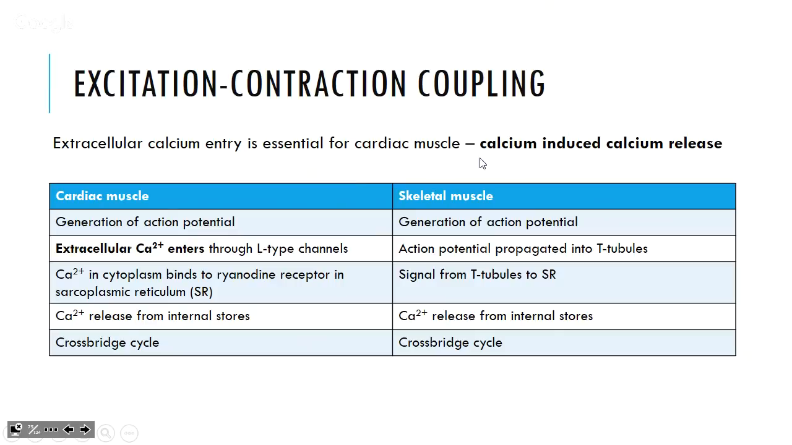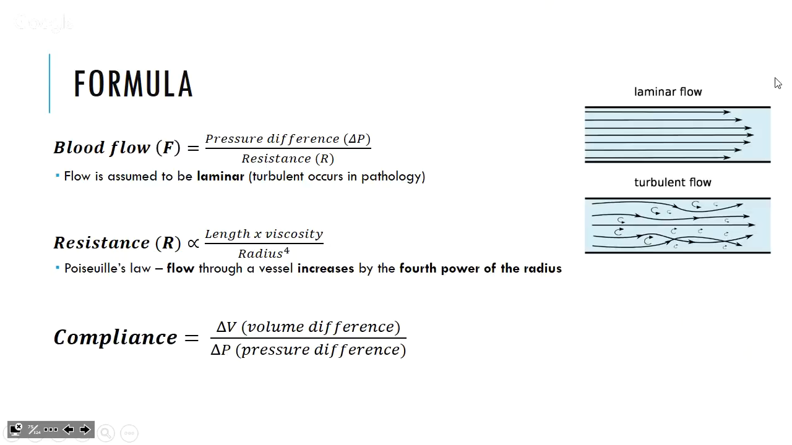So the difference between cardiac muscle and skeletal muscle. So we went through this before. Cardiac muscle is just calcium-induced calcium release. So what that means is that calcium from the outside of the cell will enter, causing more calcium inside to be released. Whereas for skeletal muscle, there will be an action potential that causes calcium to be released from the inside. So I think out of this slide, that's the most important thing you need to know.